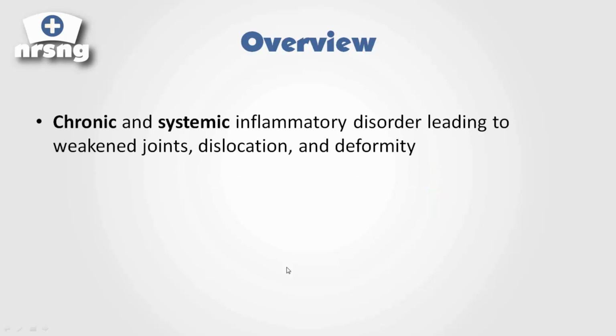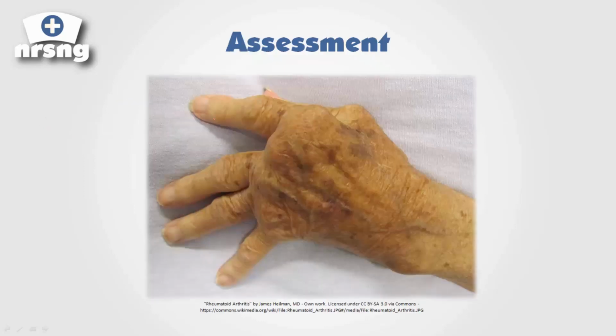First of all, understand that rheumatoid arthritis is a chronic and systemic inflammatory disorder, okay? That's really important to understand, that it's both chronic and systemic. That's how we'll differentiate it from some of these other types of conditions, in that it's going to be progressive as well as throughout the whole body, okay? It's not confined to just one area. And it can actually lead to weakened joints, dislocation, and deformity.